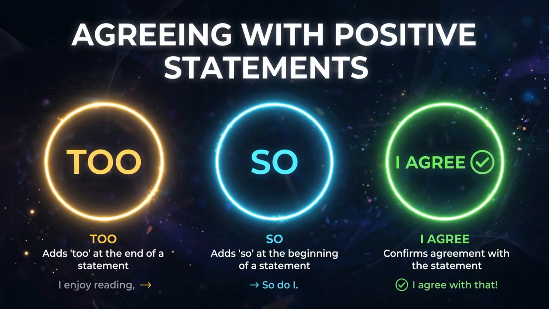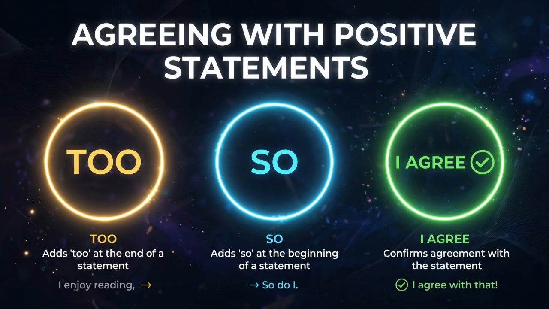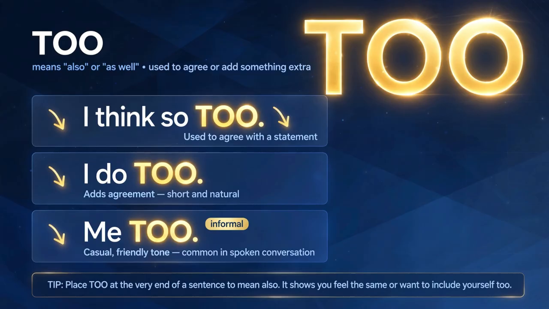Option 1, using too. The first option is too. The rule is simple. Too goes at the end. So if your friend says, I think so, you can say, I think so too. Notice where too is, right at the very end. If the original sentence uses a helping verb like do, you can also say, I do too. Here, do is the auxiliary verb that matches the original statement. You're basically saying, I do think so too, but shortened. And the most casual, everyday version is simply, me too.